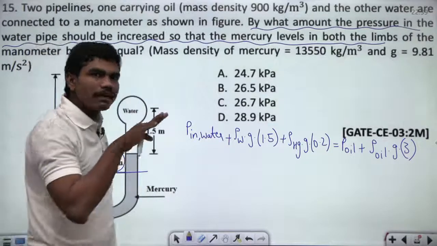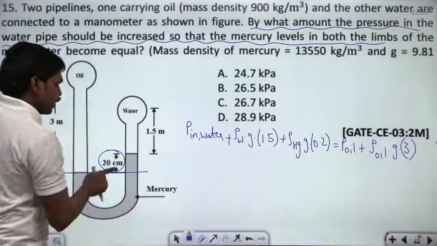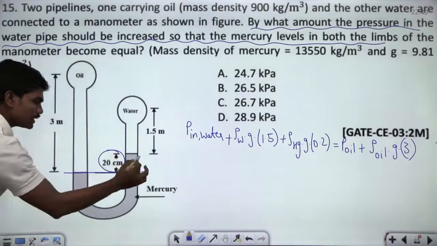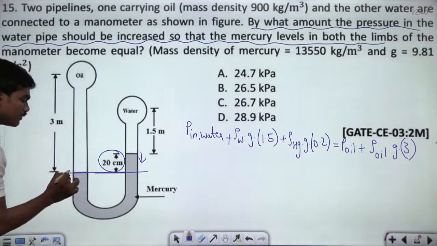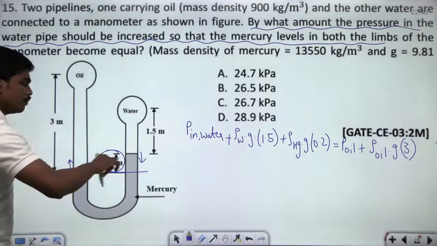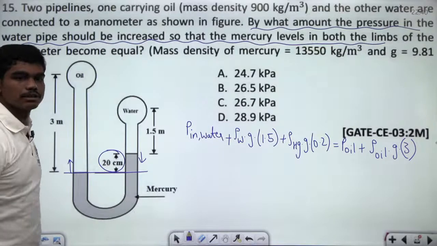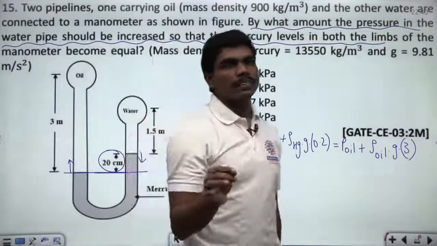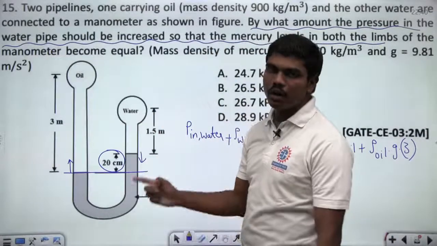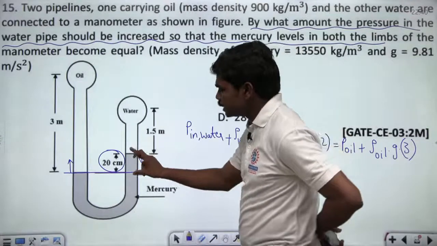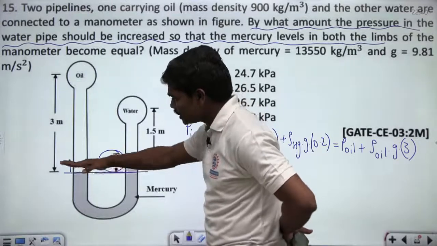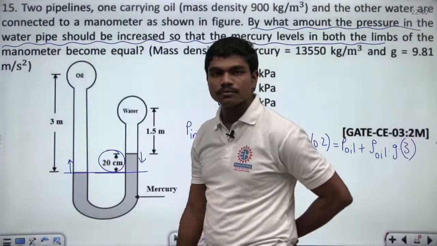If both the limbs have to have the same level of mercury, definitely out of this 20 centimeters, the mercury depression here should be 10 centimeters. Why? Because when mercury depresses by 10 centimeters in the right column, there will be a mercury level increase of 10 centimeters in the left column, and that's the reason both the limbs will maintain the same levels of mercury. Are you all understanding this point? Look, I am repeating this point. The key point here: if you want equal heights of mercury column in both the limbs, this is 20 centimeters, so this mercury column should reduce by 10 centimeters. At the same time, this mercury column should rise 10 centimeters. Correct? Yes or no?